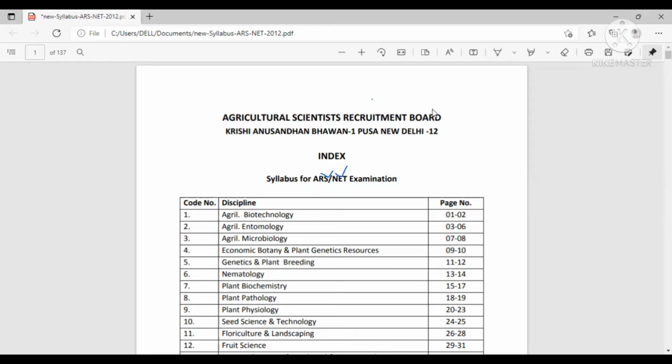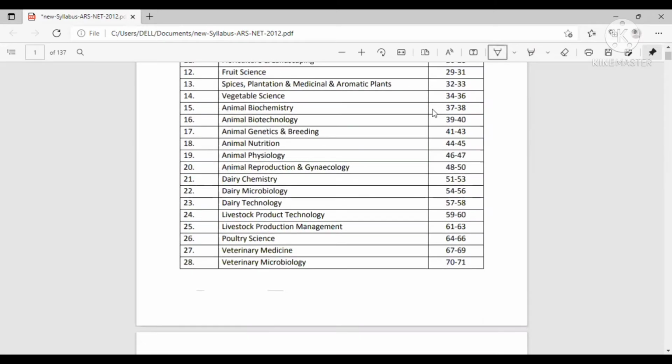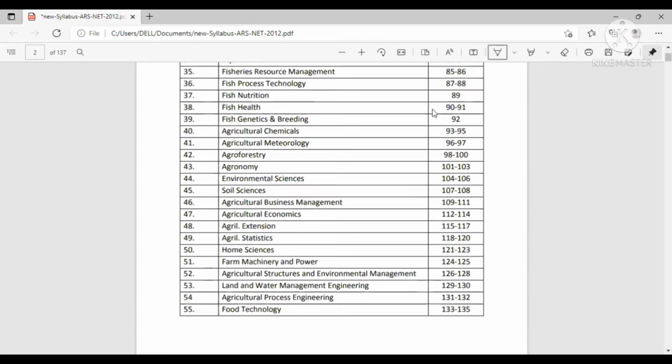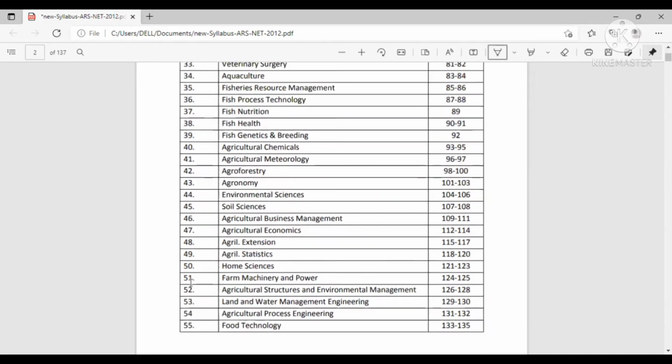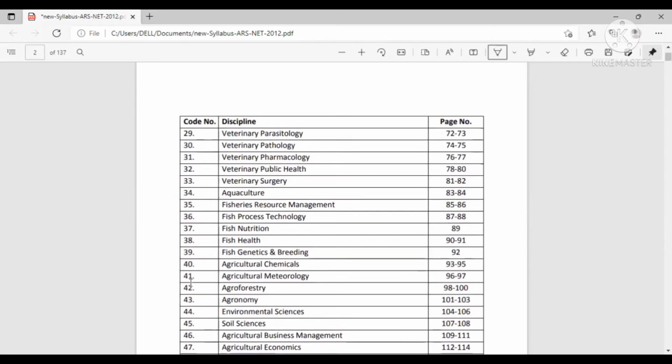One of the important features of this exam is that the ICAR board conducts this exam in nearly 55 subjects, nearly 55 disciplines. So it is very easy to crack the examination in one particular discipline, because it includes only the topics that you have already studied. Just one refreshment is required.